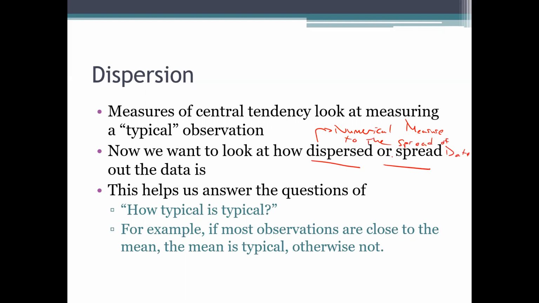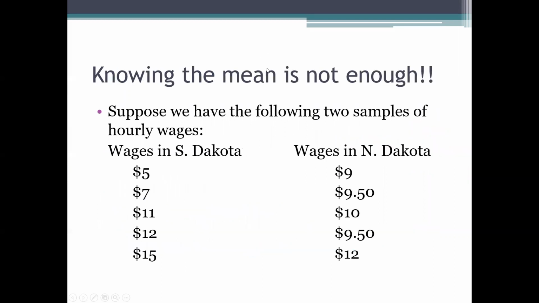Okay. So it helps answer questions like how typical is typical, and for most observations, close to the mean is typical, otherwise it's not. But let me first show you why we need this, with an example, and we're going to work with this data throughout the next 50 minutes of class or so. So, why knowing the mean is not enough.